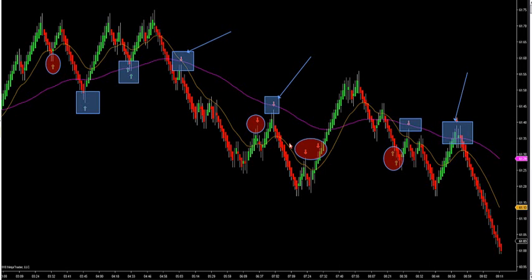So I want you to avoid the smaller retracements on the 3SIM. I want you to avoid the arrows that fire way away from our longer term MA. Try to get in the ones with full retracements. 6 for 6 today. It just shows you.